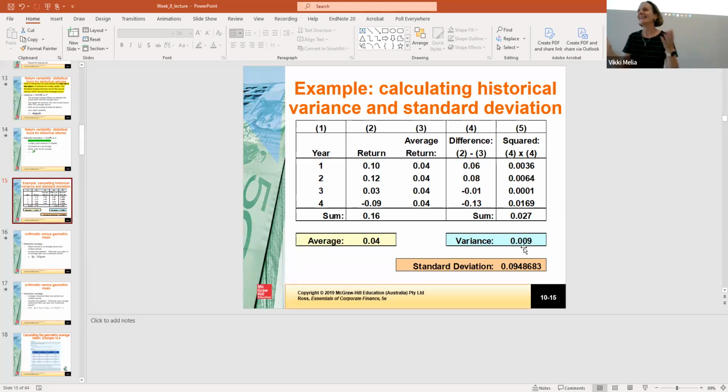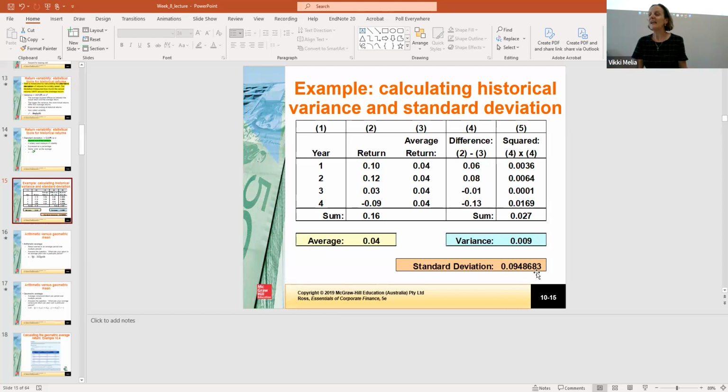We finally get the variance after all of those calculations. But we can't stop at variance, because when we talk about risk, we don't talk about risk in terms of variance. We actually talk about it in terms of the standard deviation. So to go from this variance to the standard deviation, put 0.009 into the calculator and square root that number. So we use the square root button on the calculator, take the square root of 0.009, and you will get this standard deviation.